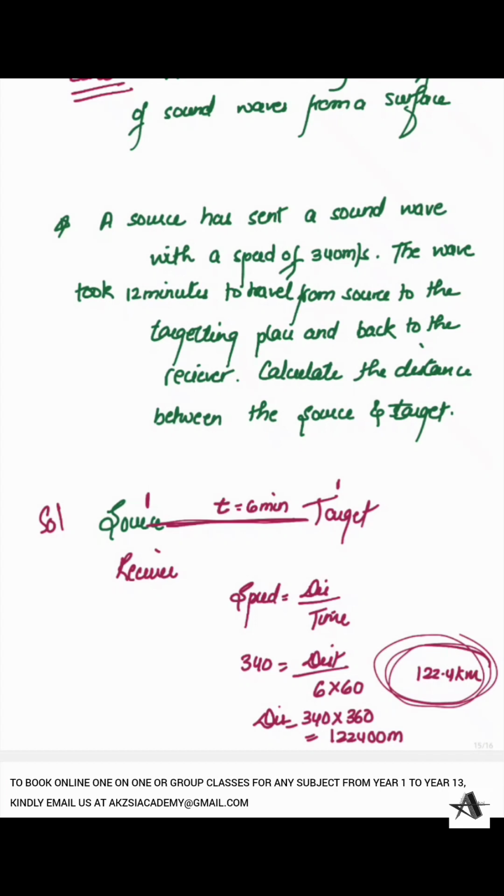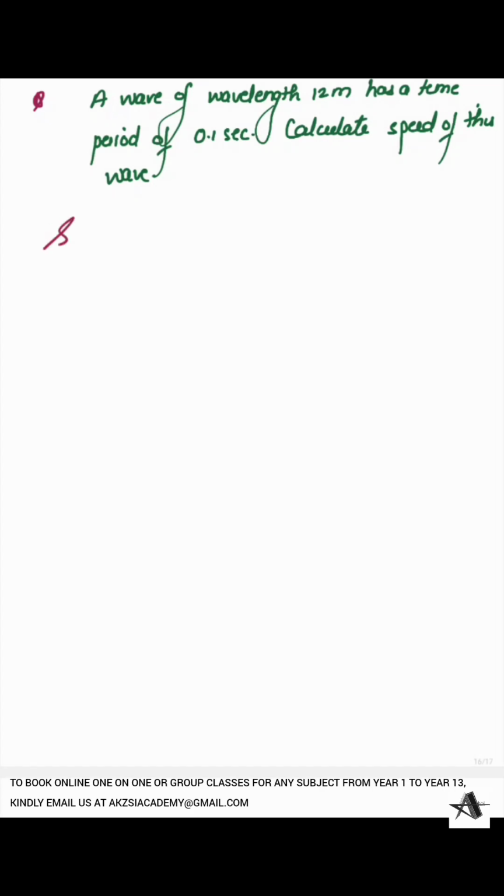The speed of the wave can be calculated with a different formula as well, which is wave speed is equal to wavelength into frequency. The next question is related to that. This question says a wave of wavelength 12 meters has a time period of 0.1 seconds. Calculate the speed of this wave. Here the time period is given. The speed of a wave you can calculate in two ways: distance over time, but here neither the distance nor the time is mentioned, so we can't use that.